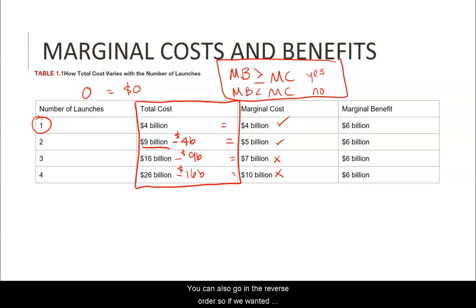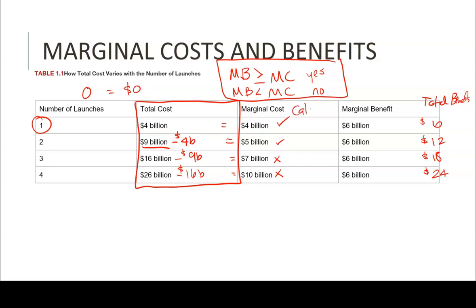You can also go in the reverse order. So if we wanted to calculate total benefits from however many launches, the first one is 6. The second one, because it's going to be 6 times 2, right? So 12 billion, 18 billion, and then 24 billion. Okay, so if you know the marginal, you can calculate the total. If you know the total, you can calculate the marginal. In a lot of examples and tables we have, I'm going to give you the totals, and you're going to have to calculate this. Okay, so getting good at this now will be very helpful for you during the semester.